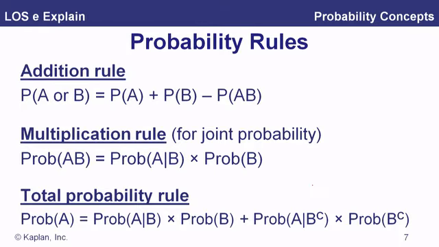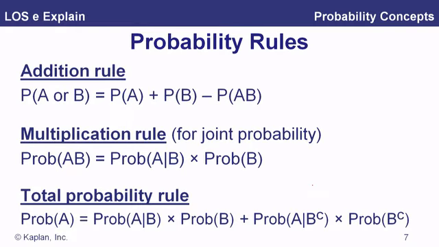The multiplication rule for the joint probability. Now the probability of AB there, we call that a joint probability because it's the probability that both A and B will occur. And if you look at the formula there, it says the conditional probability of A, the probability of A given that B happens. So if B happens, there's a 30% probability that A will happen.